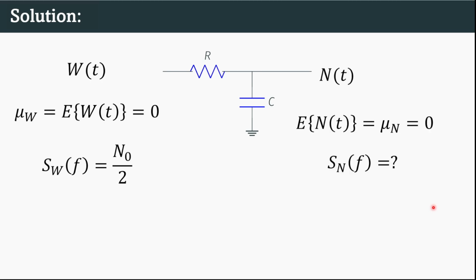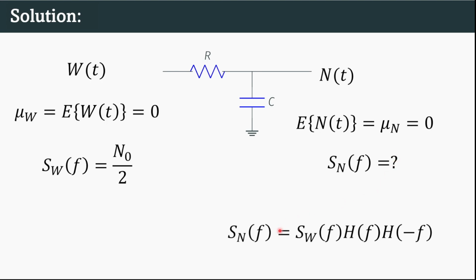So what is the second question? The second question is to evaluate the power spectral density of the output process. We already got the result, which is given by: the power spectral density of the output process is nothing but the power spectral density of the input process multiplied with the frequency response of the LTI system and the frequency reversal of the frequency response of the LTI system.